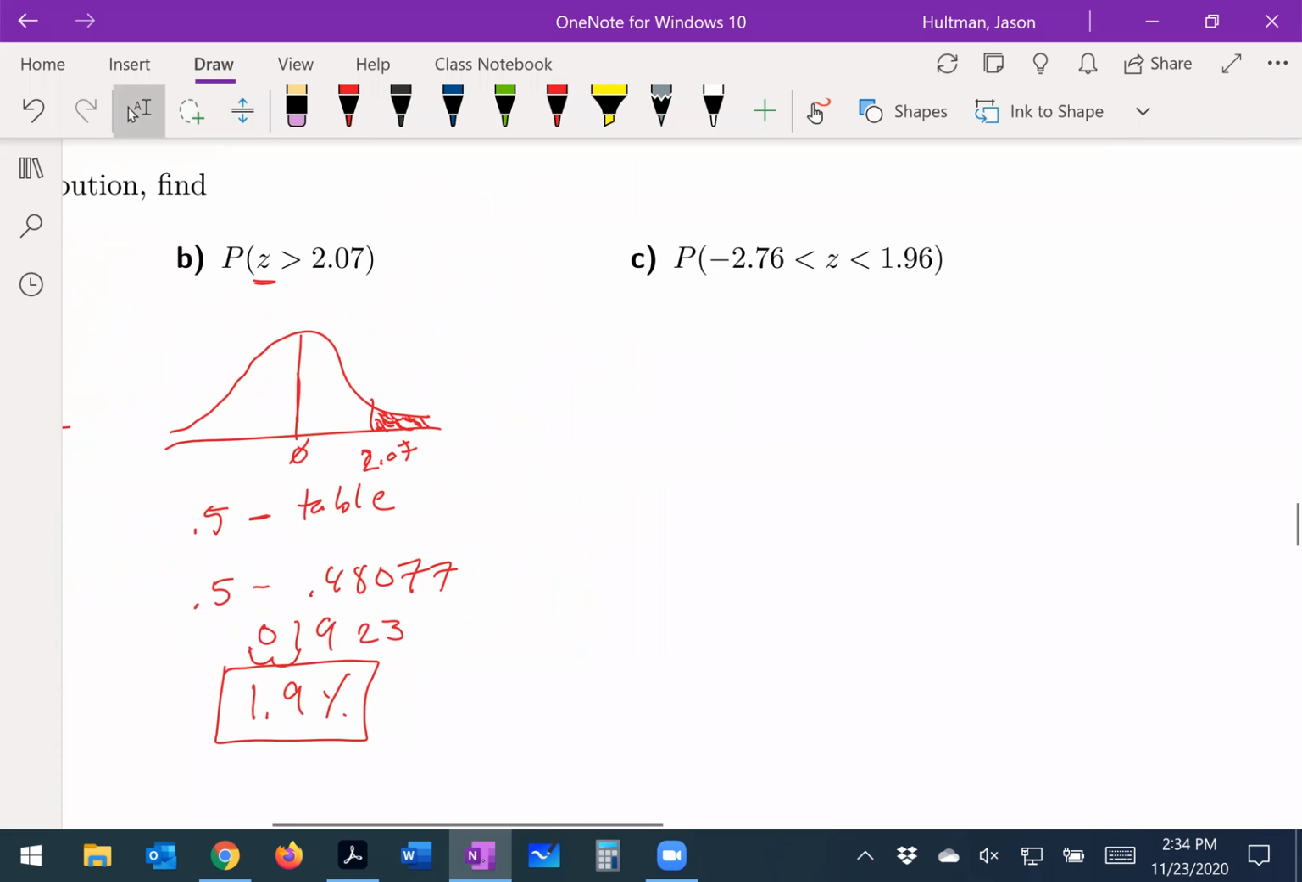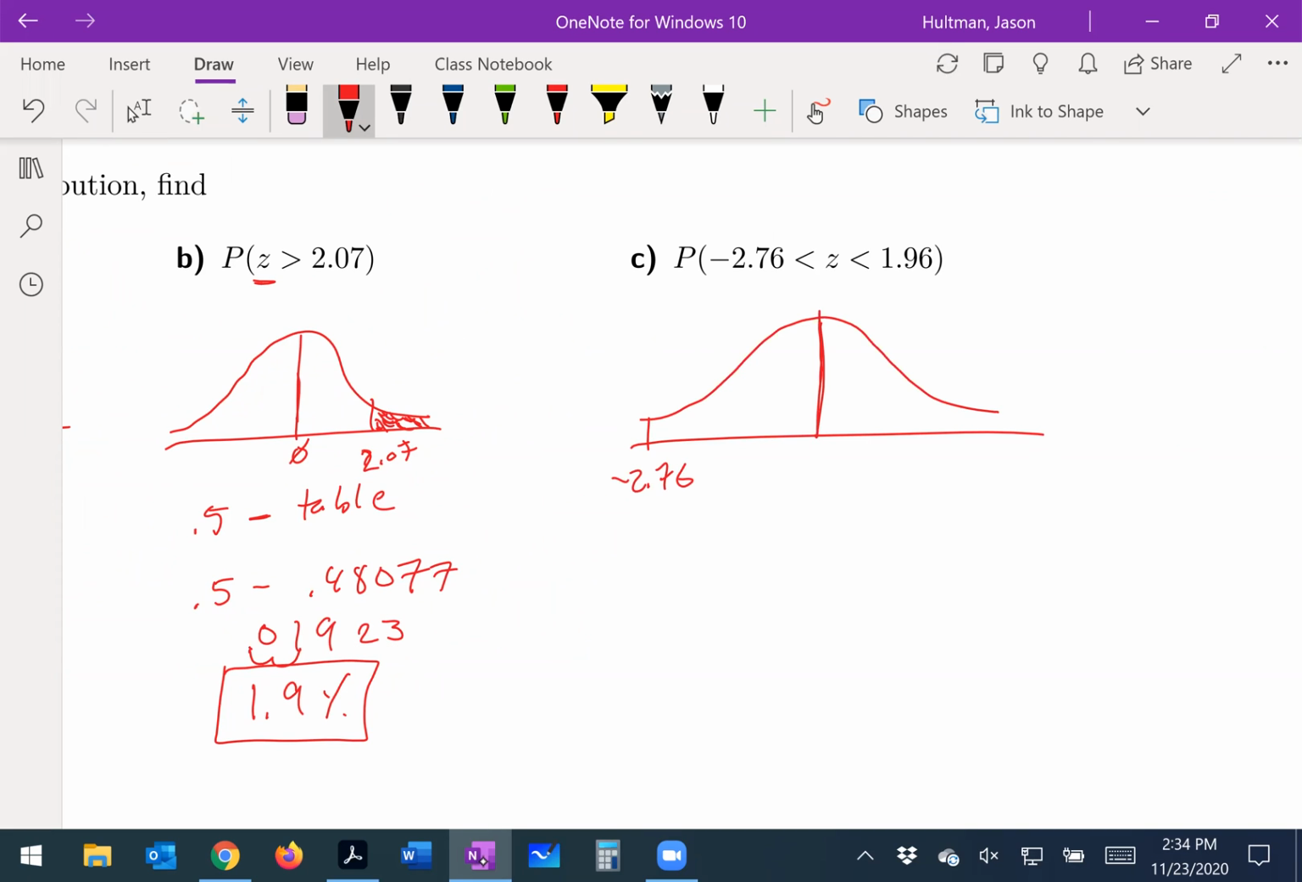Now what about this one? The probability that we're between negative 2.76 and 1.96. Zero's in the middle. What should this be? Let's take an educated guess. What would it be if it was between negative 2 and 2? Anybody make that connection? What if we had a z-score between negative 2 and 2? What should my probability be? Somebody say something.